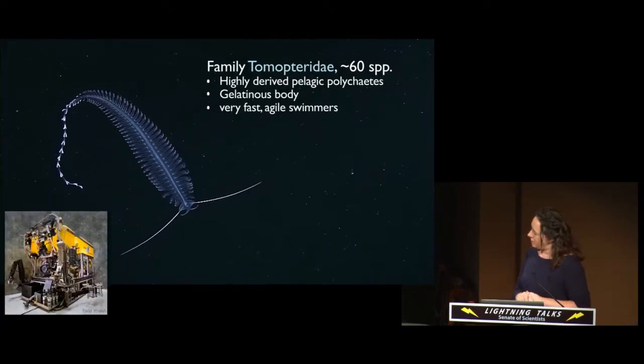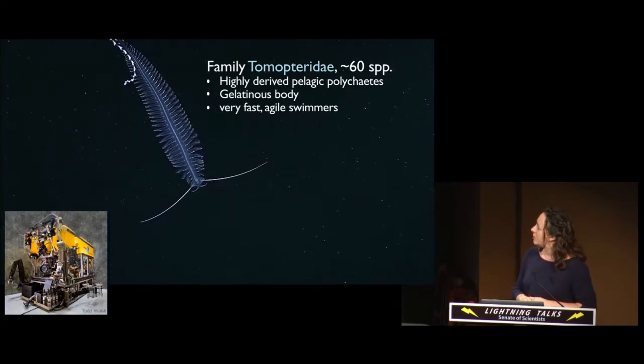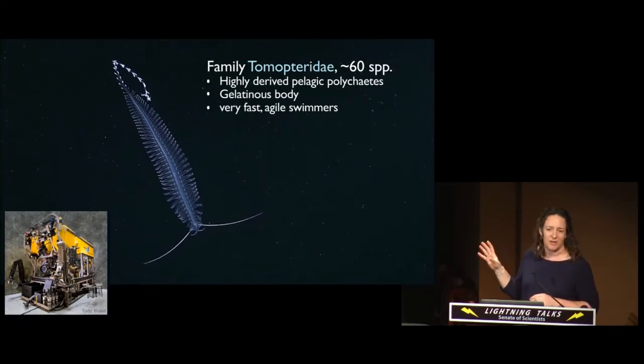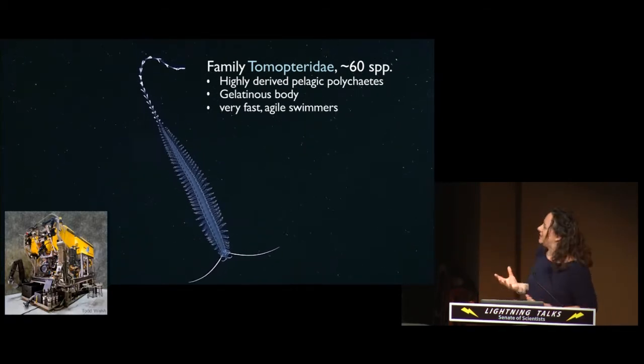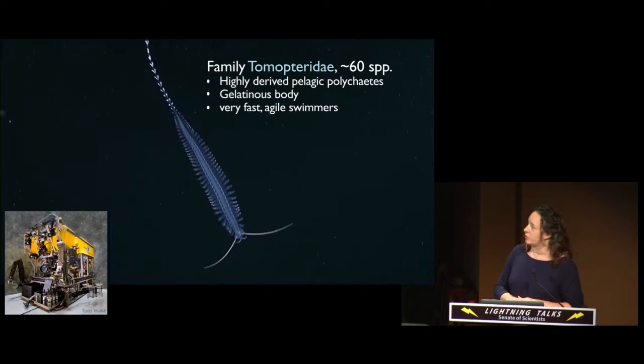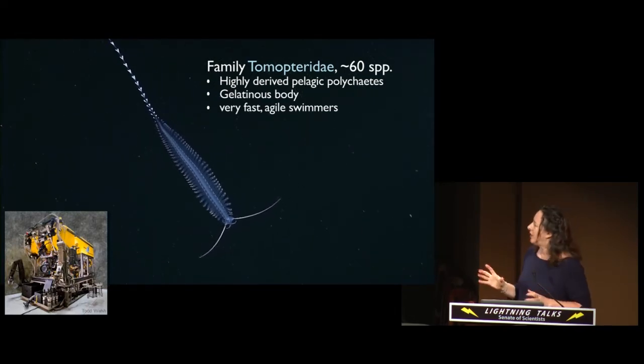So about a year ago, I had the opportunity to work with a new scientist at the Monterey Bay Aquarium Research Institute and to look at the biomechanics of some of the pelagic animals. So naturally, I chose my favorite polychaetes, the tomopterid worms. They're absolutely beautiful, highly derived. They're not like any other polychaete worms out there.